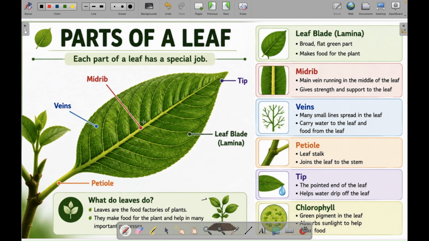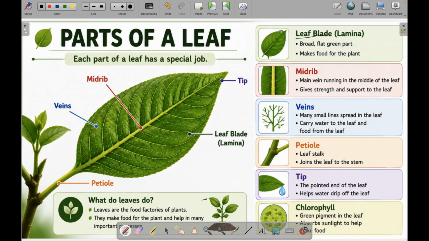So, how do leaves do all these purposes that we are just discussing? Or maybe we'll discuss in the later slides. Okay, because it has certain components. So what are those components? They are known as parts of a leaf. So the first part is known as the leaf blade or lamina.